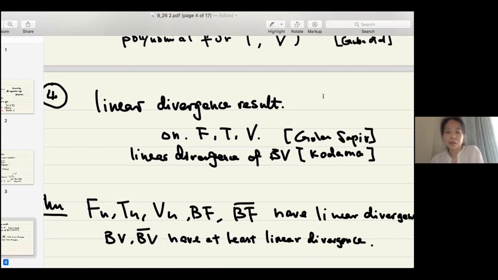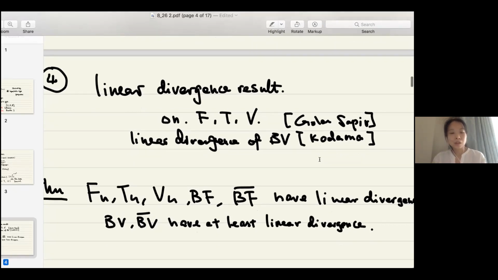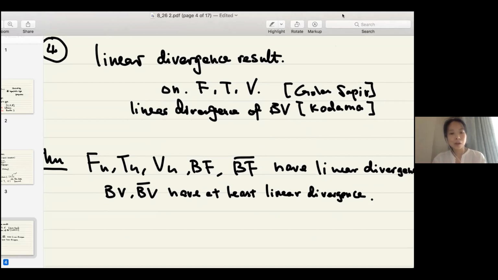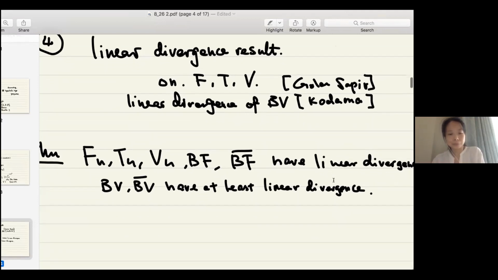There was this paper by Golan and Sapir in 2018, I think, on the linear divergence function of Thompson's groups F, T, and V. And there's also this preprint that appeared last year by Kodama on the linear divergence of the braided Thompson groups. So what I did was look at the Brown-Thompson groups and also other braided Thompson groups, and prove that they also have linear divergence.